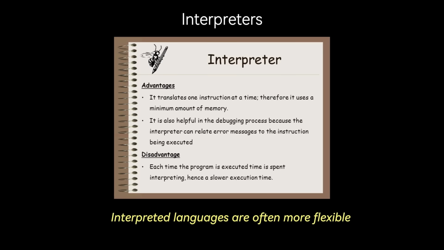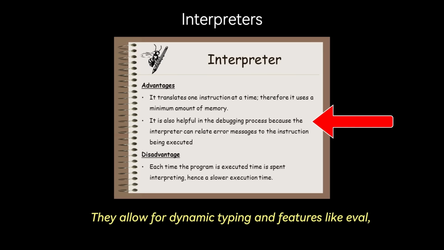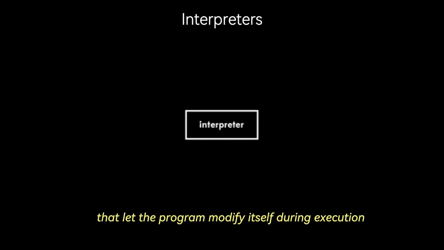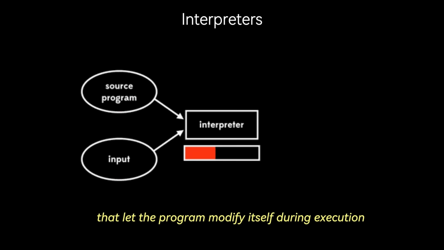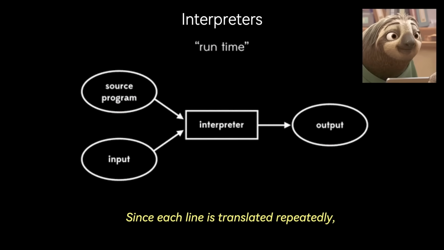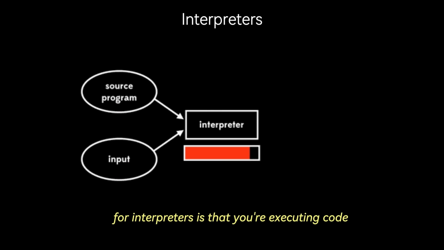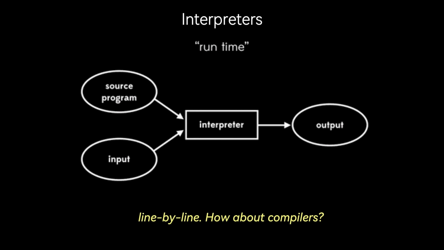Interpreted languages are often more flexible and easier to debug. They allow for dynamic typing and features like eval that let the program modify itself during execution. But the trade-off is performance. Since each line is translated repeatedly, interpreted code is slower compared to compiled code. The TLDR for interpreters is that you're executing code line by line.